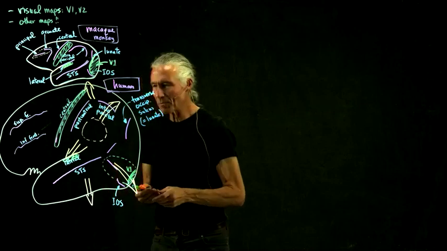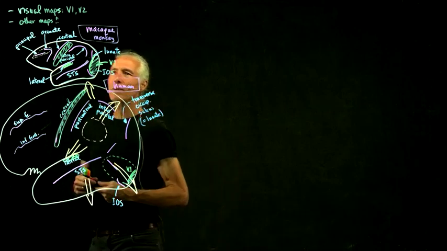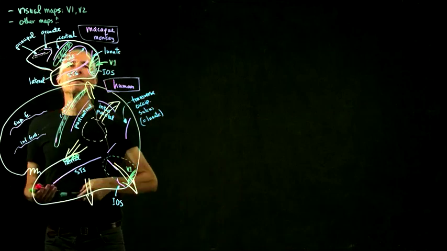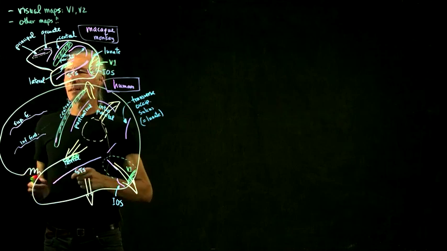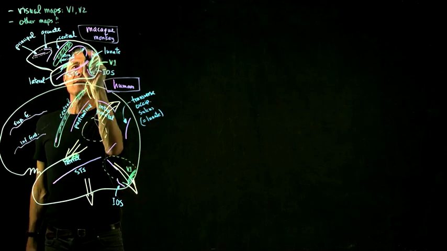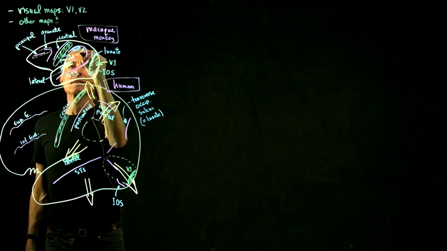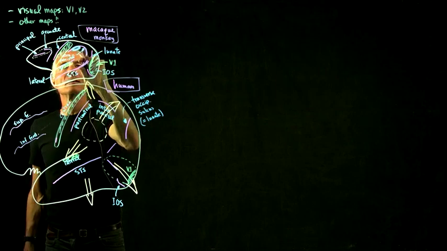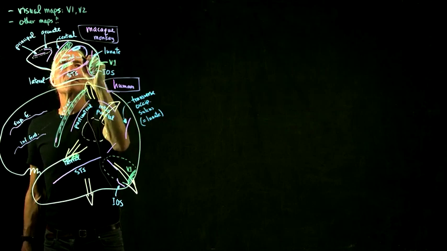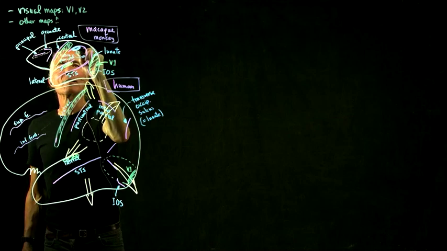So we'll just take one example. There's an area called LIP, lateral interparietal cortex. And that area is sitting in the interparietal sulcus. It's right about here. So that's interparietal. This guy is LIP.